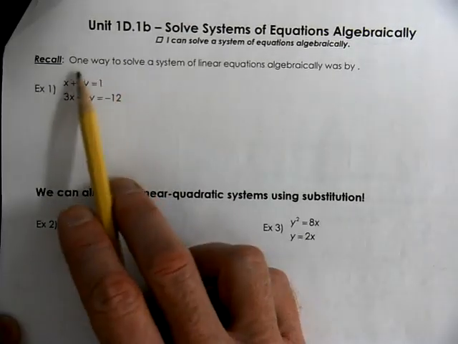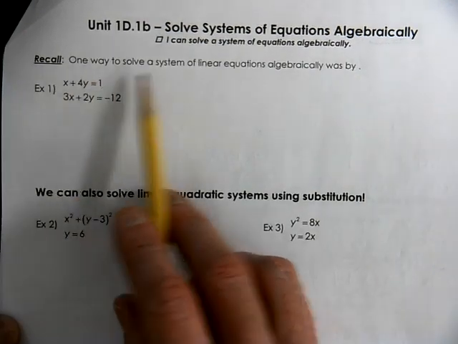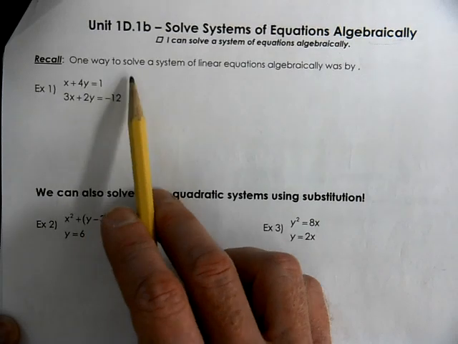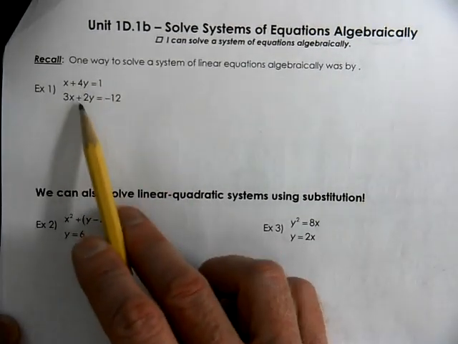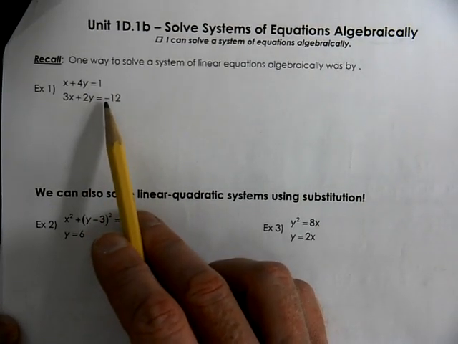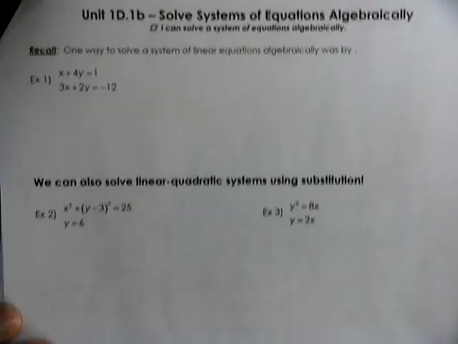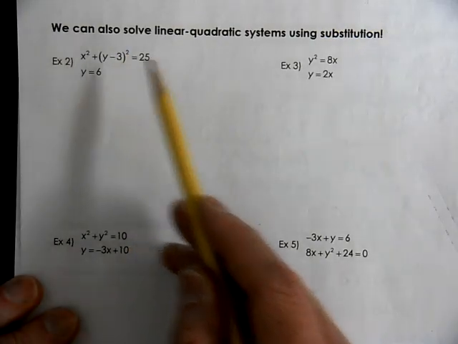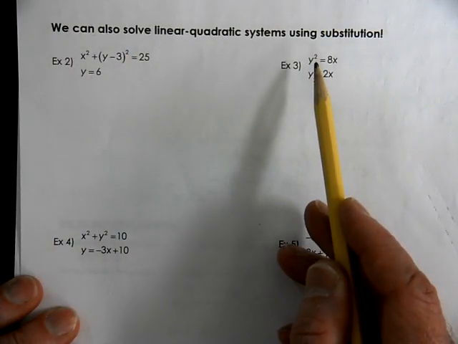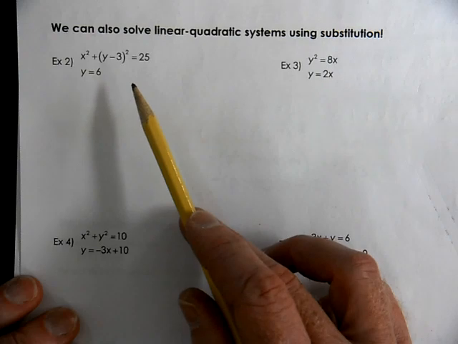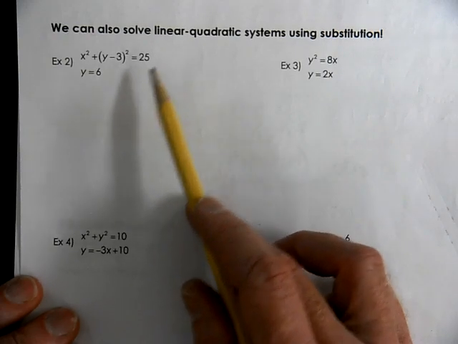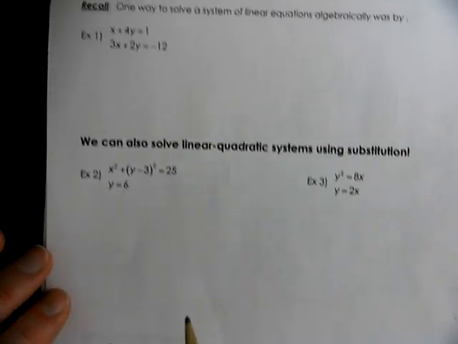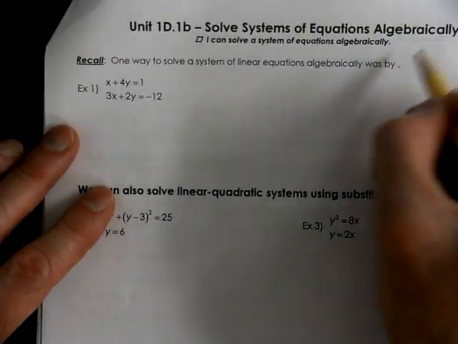Now in the past, you have used substitution and you've used elimination to solve a system of linear equations. But when we look at our problems for today, we're talking about a circle and a parabola intersecting with a line. So elimination is not going to work here because you have unlike terms. So we're going to talk about substitution.